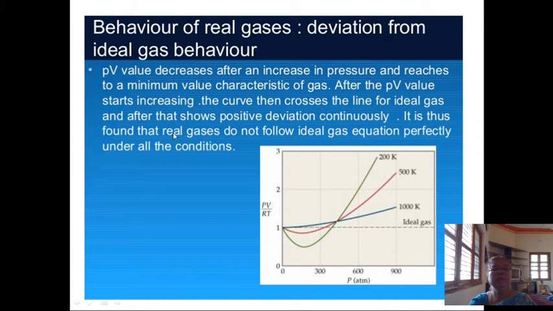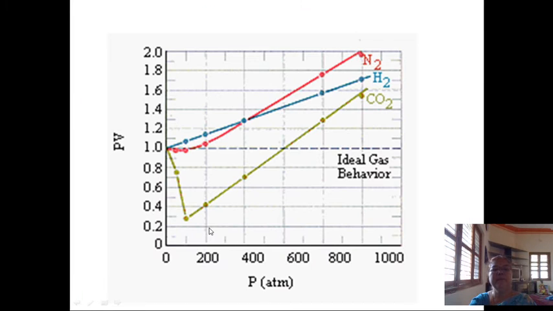Here, it is thus found that real gases do not follow ideal gas equation perfectly under all conditions. And remember, real gases obey ideal gas laws at low pressure condition and high temperature condition. But as pressure increases, the real gases show large deviations from the ideal behavior.